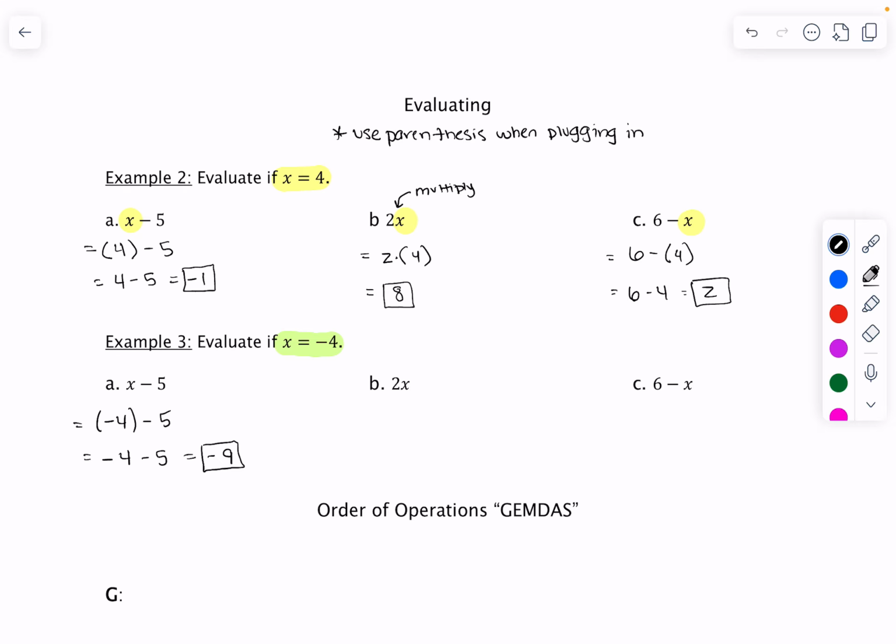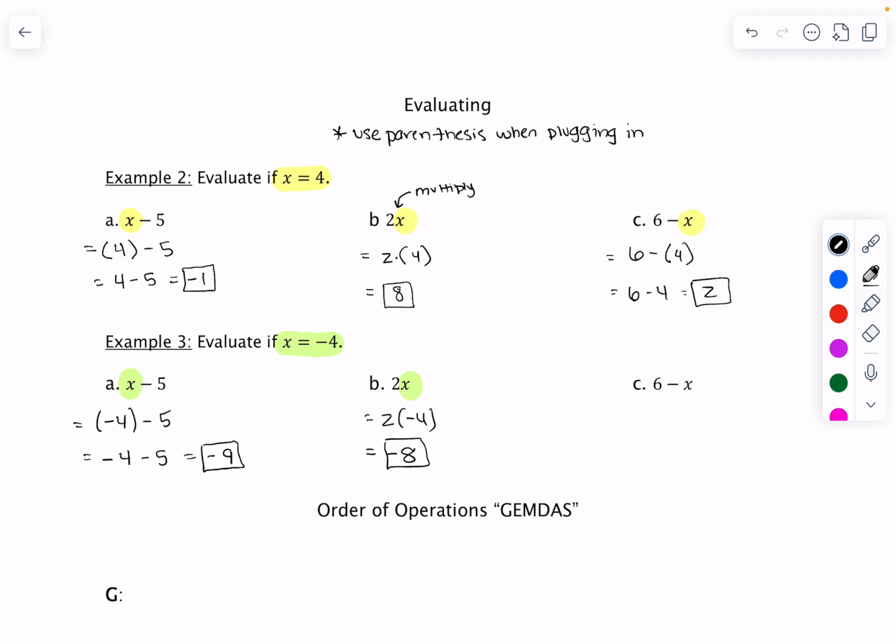Okay. And I'll go ahead and highlight that this was the x you're plugging into. So for B, it's 2x again, but now we're going to have 2 times -4, and 2 times a positive times a negative is a negative. So I end up with -8 this time instead of +8.